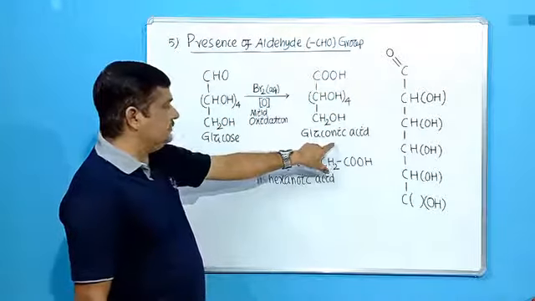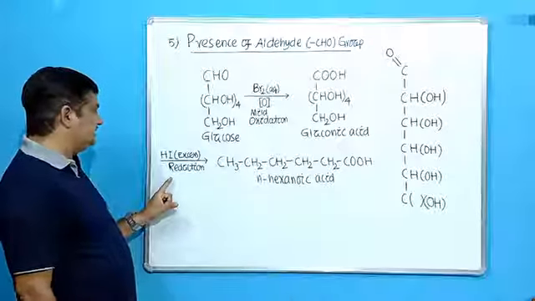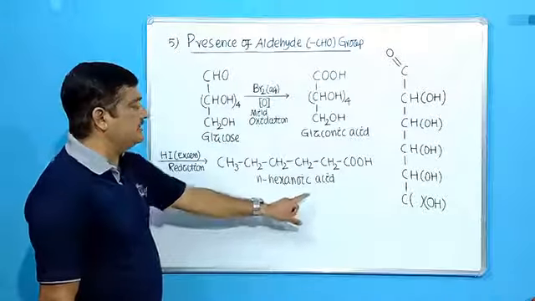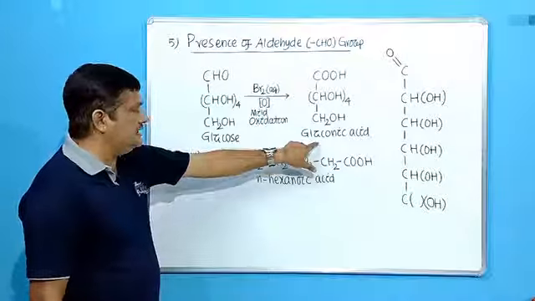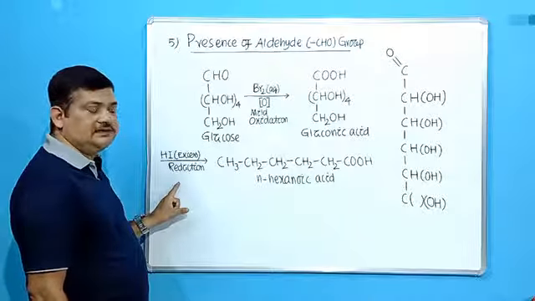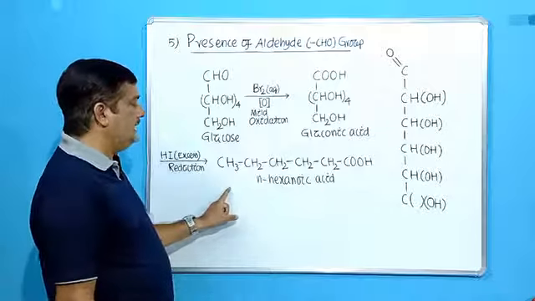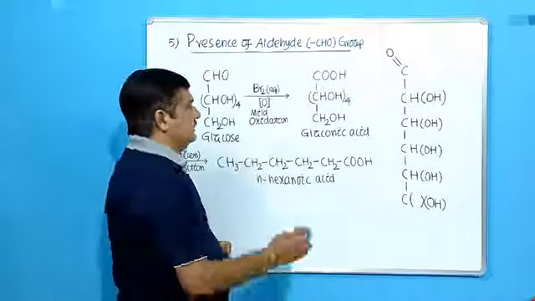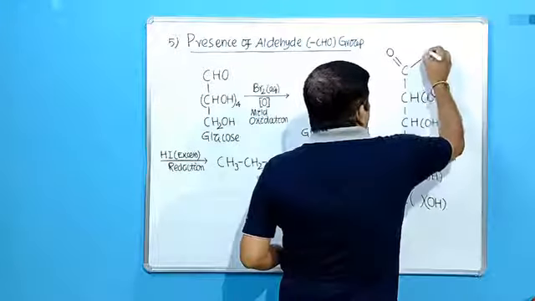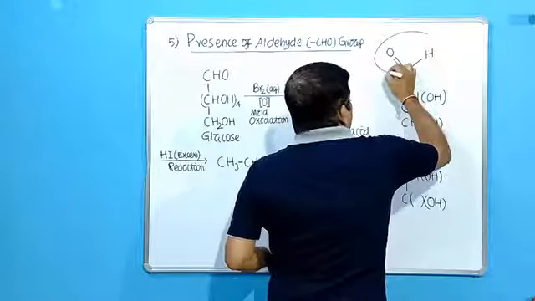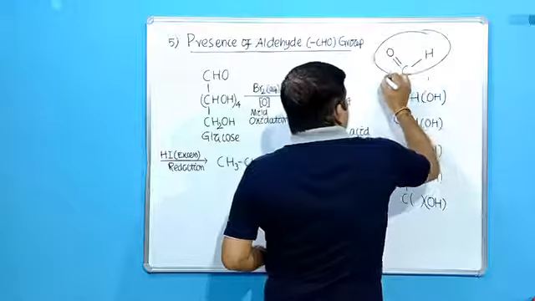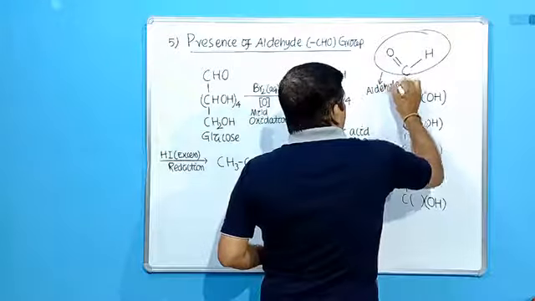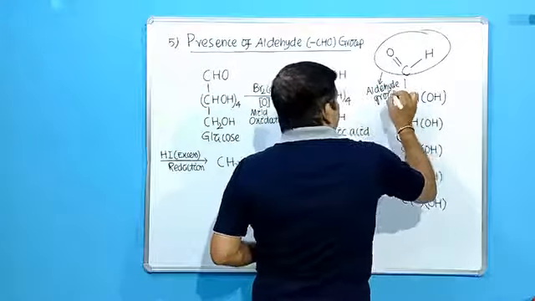Next, this gluconic acid, on prolonged reduction, that means in presence of excess hydrogen iodide, is reduced to n-hexanoic acid. So this is step 2. These reactions confirm that an aldehyde group is present. So this is the aldehyde group which is now confirmed.